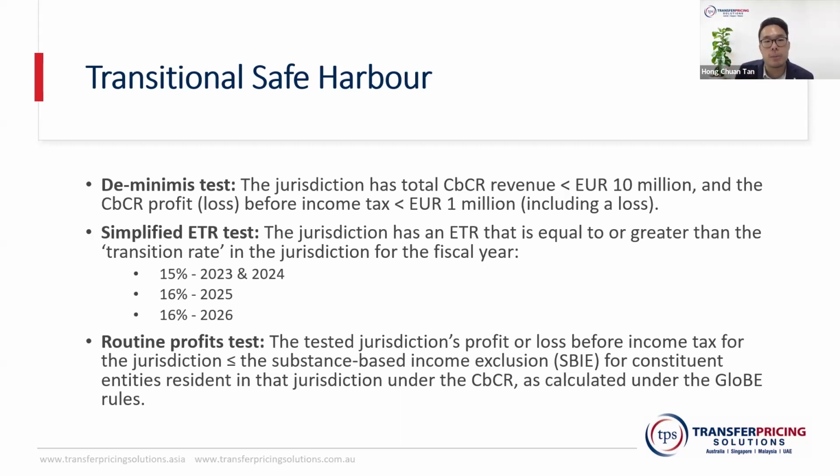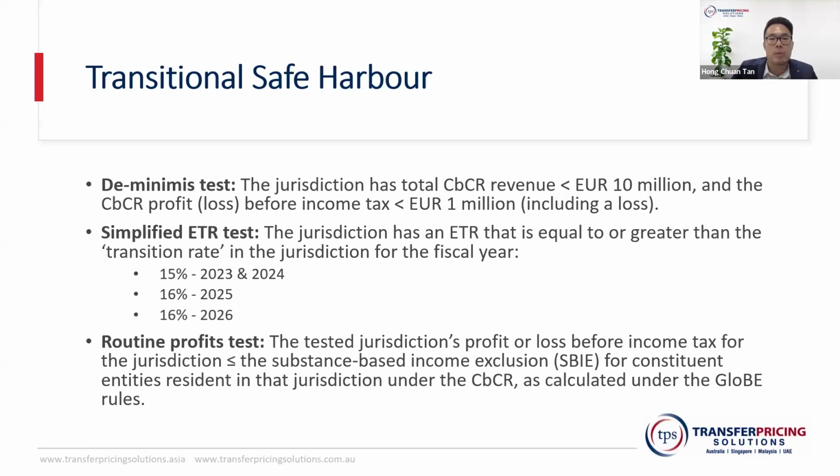And then lastly, we have the routine profit test. Now, unfortunately, for the routine profit test, you still need to calculate what we call a substance-based income exclusion, SBIE, using the GLOBE rules, using the GLOBE calculation, and then compare that against your CBC report profit, PBT, right? So if your SBIE is equal to or greater than the PBT, then the tested jurisdiction is less likely to have an excess profit for the top-up tax to be applied, right?